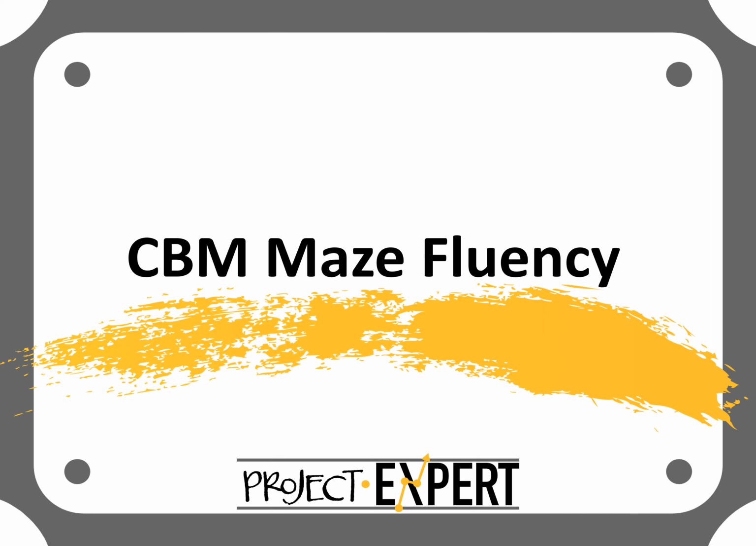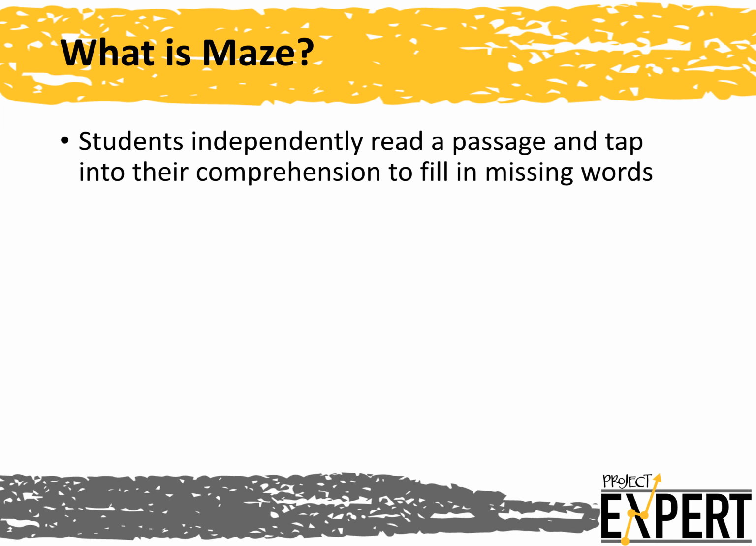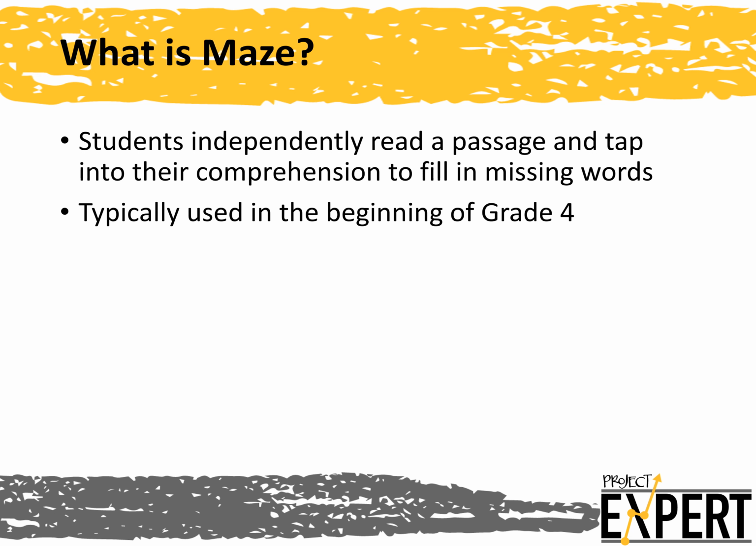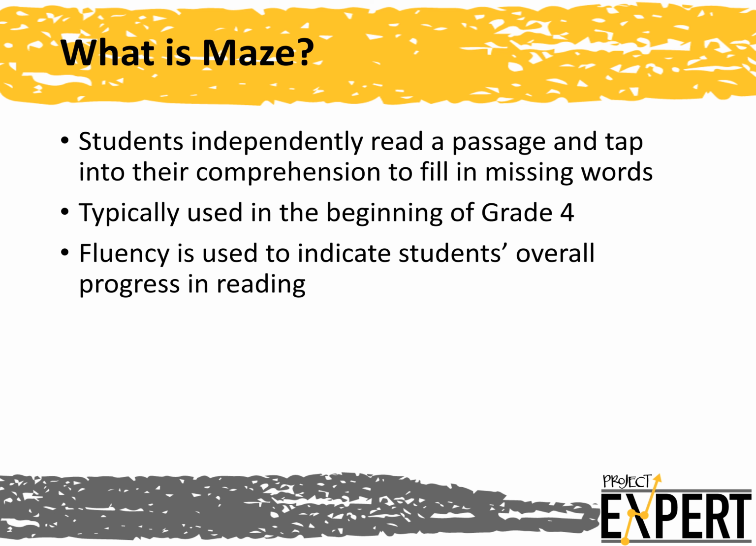Another common option for CBM in reading for upper elementary students is CBM Maze Fluency. We won't spend as much time discussing this type of CBM since it's not as commonly used as ORF, but we'll provide a brief explanation and example. With Maze, students independently read a passage and tap into their comprehension to fill in select missing words. Maze is typically used in the beginning of grade 4, but this may vary. Fluency on a Maze passage typically indicates a student's overall progress in reading.